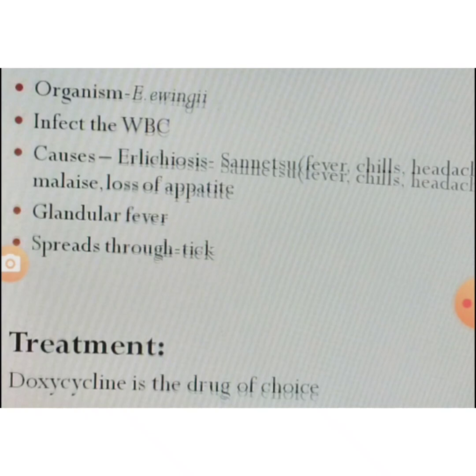So these are the different groups of organisms under the Rickettsiae family. You have to talk about all the four, but Coxiella burnetii, the typhus and the spotted fever are the important ones which you have to explain in detail.